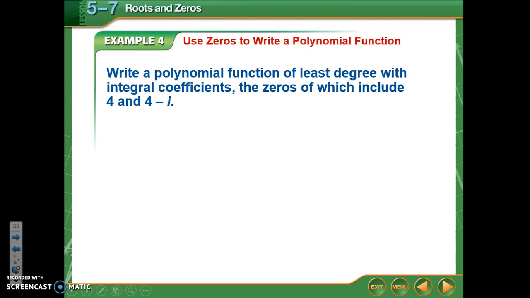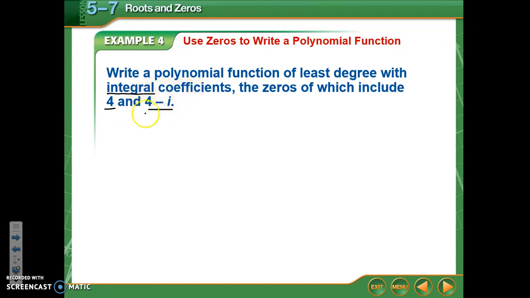We've done this before, back in chapter 4, when they said write a quadratic function that has the zeros 2 and negative 5/3, and then you would set up the factors and multiply them out. This is basically the same thing. We're going to write a polynomial function of least degree with integral coefficients, so that means my coefficients are going to be integers, not fractions or decimals. My zeros have to include 4 and 4 minus i.